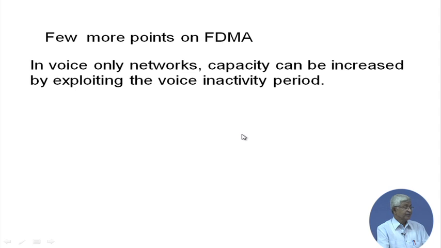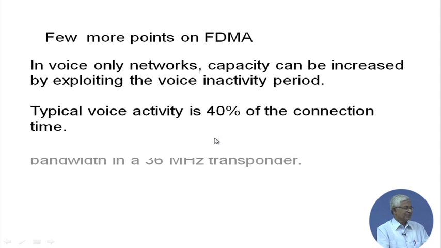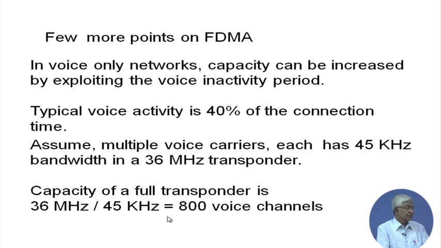For a long time, if it is observed, people have seen that 40% of the time it is not used. So, voice activity is 40%, and 60% of the time is not used. That is a statistical estimate people have made by research. So, if there are multiple voice carriers and each has 45 kilohertz bandwidth in 36 megahertz, just the ratio of these two gives how many voice carriers can be supported, which is nothing but 36 megahertz by 45 kilohertz, that is 800 voice channels.